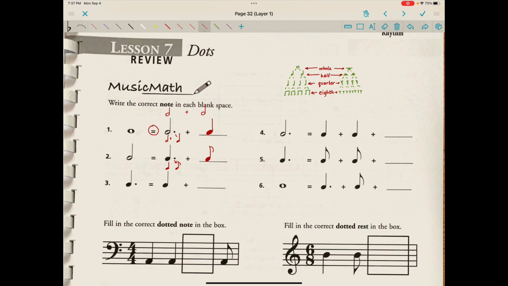Now I need a dotted quarter note to equal a quarter plus something. Well, this one is actually pretty easy because I know that whatever I'm looking for is going to need to be the equivalent of the dot. So what would that dot be worth? I'm going to attack it from this side this time. So we have a quarter note plus half of that. The dot is worth half of the quarter note, so an eighth note. So I know that must be the answer here.